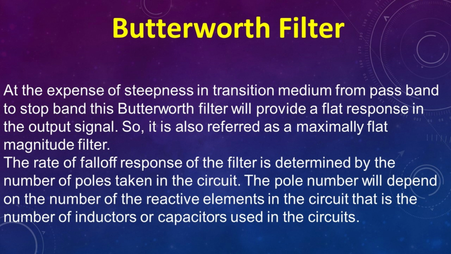Butterworth filter. At the expense of steepness in the transition region from passband to stop band, this Butterworth filter will provide a flat response in the output signal. So, it is also referred to as a maximally flat magnitude filter. The rate of fall-off response of the filter is determined by the number of poles taken in the circuit. The pole number will depend on the number of the reactive elements in the circuit, that is, the number of inductors or capacitors used in the circuit.